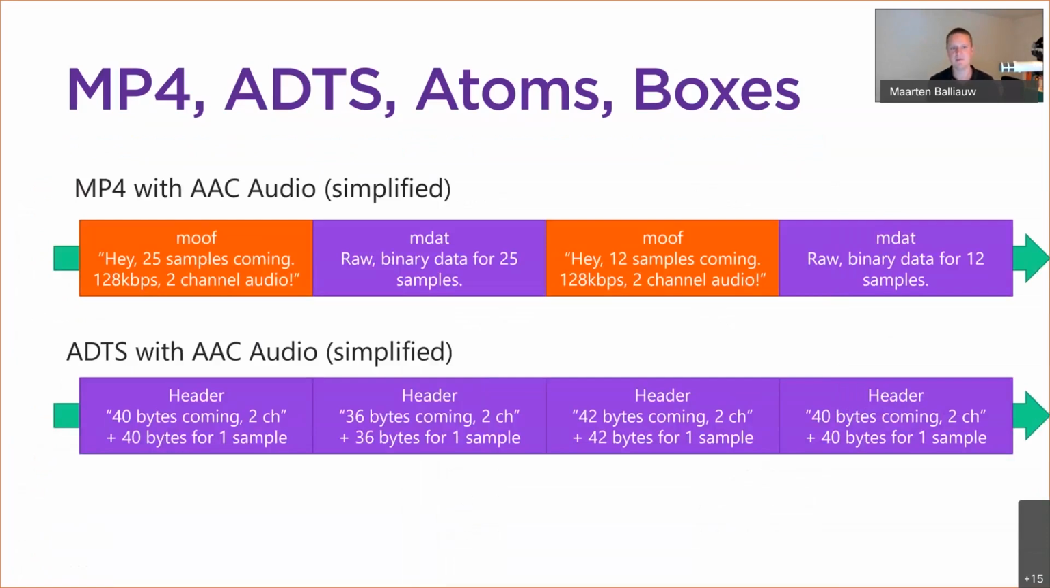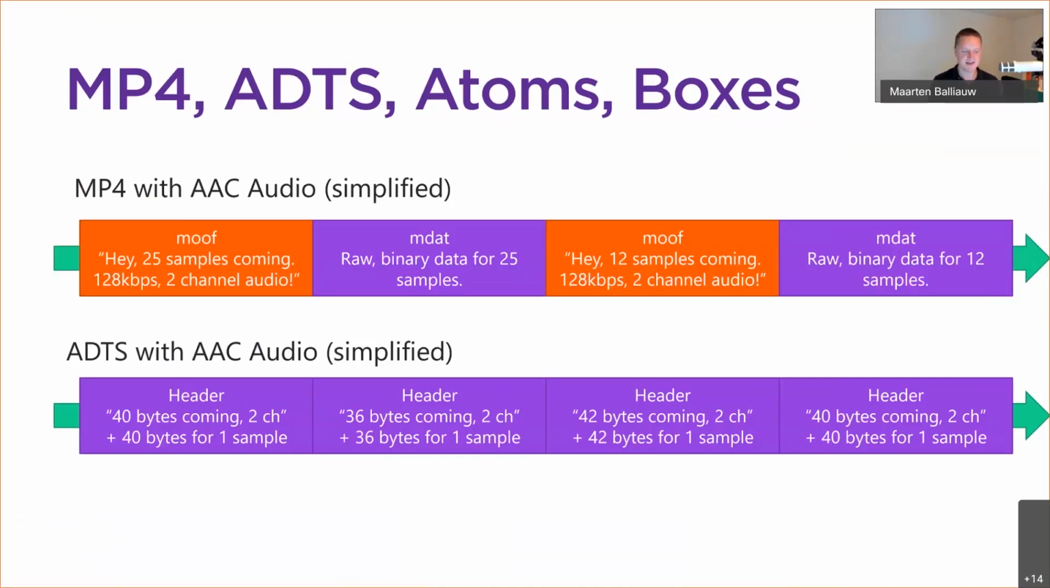Essentially, if you have an MP4 with the AAC formats, what you will get is a move box. Here's some data. And that would be the header that says, okay, there are going to be 25 audio samples coming your way, 128 kilobits per second, and 2-channel audio. And then there would be a data block that has the raw binary data for those 25 samples. The next packet or next item in the stream would again be one of those headers that says, hey, there are more samples coming. This is going to be the format. And then again, the raw data.